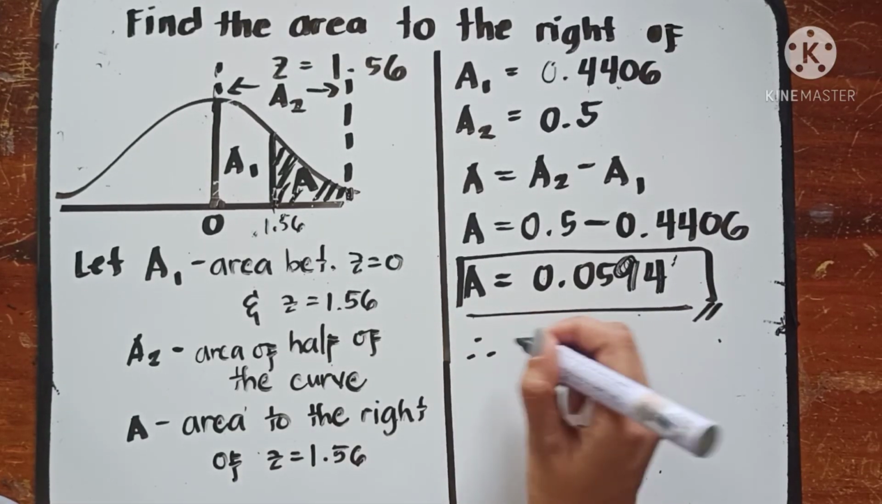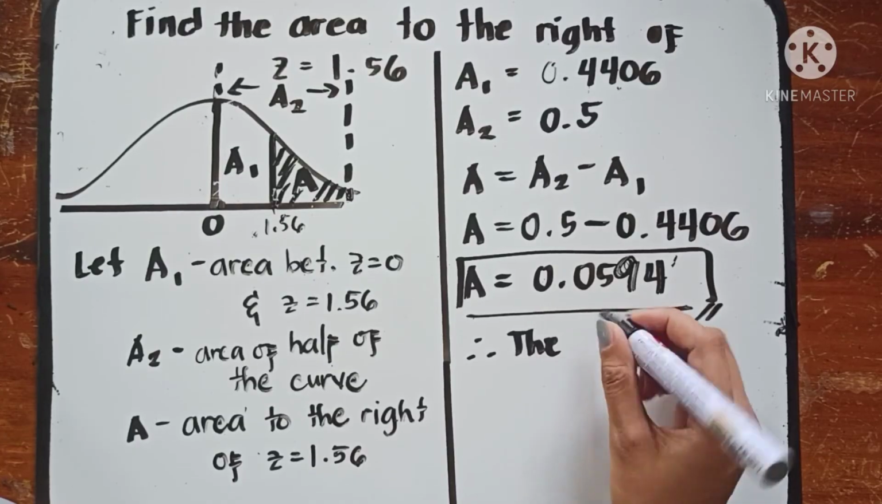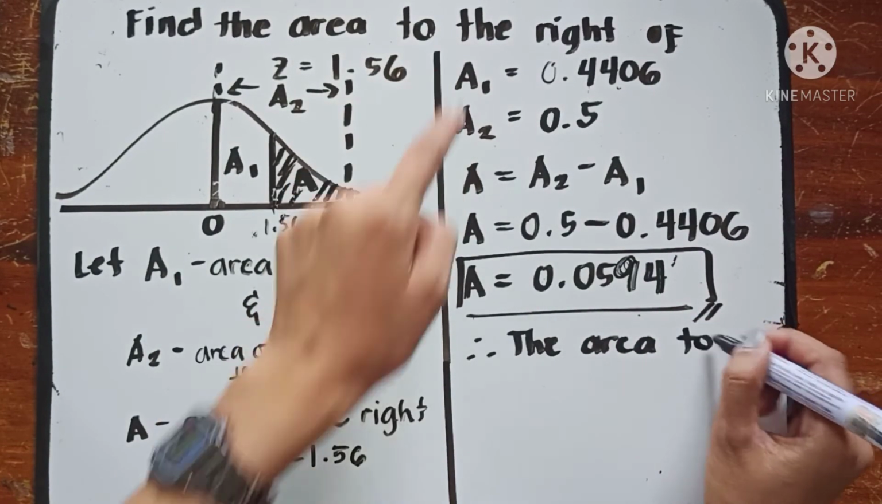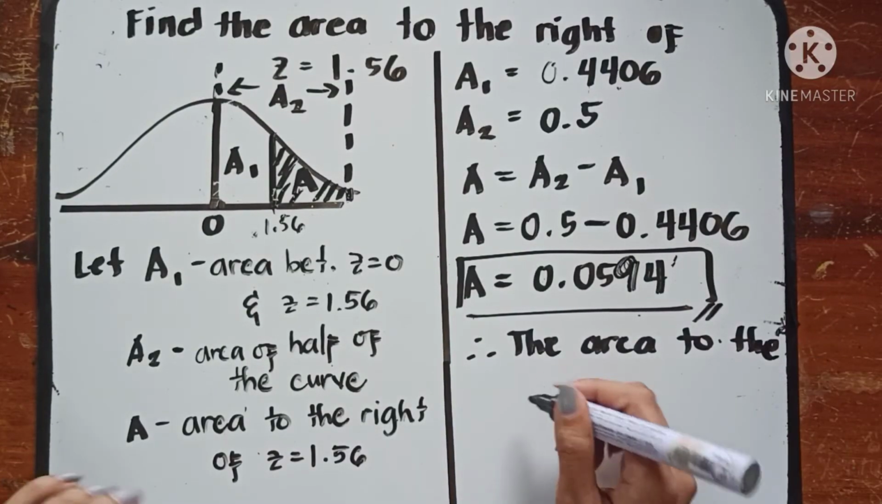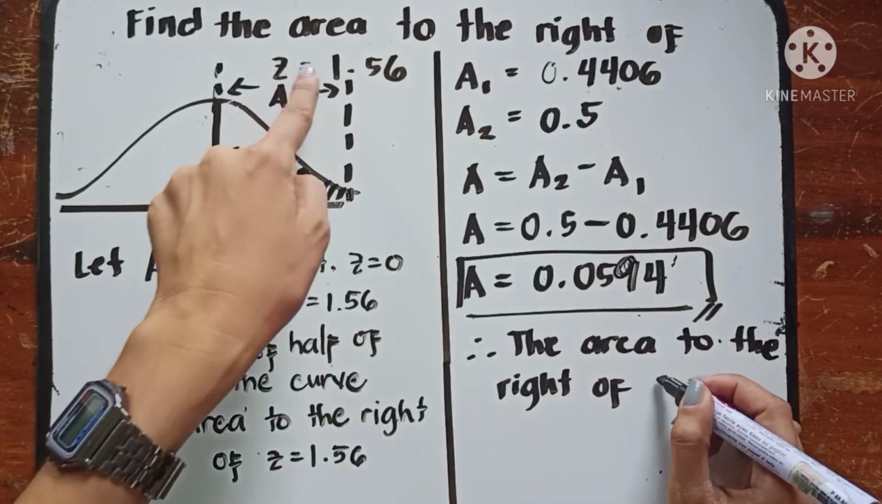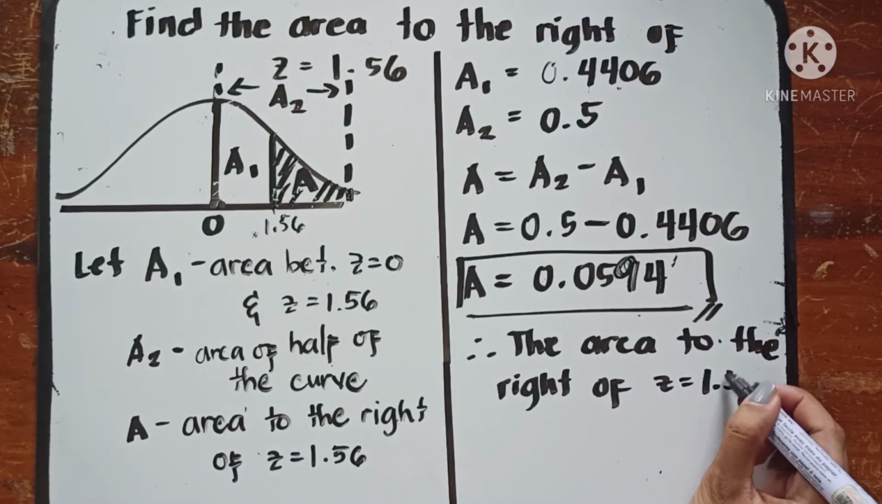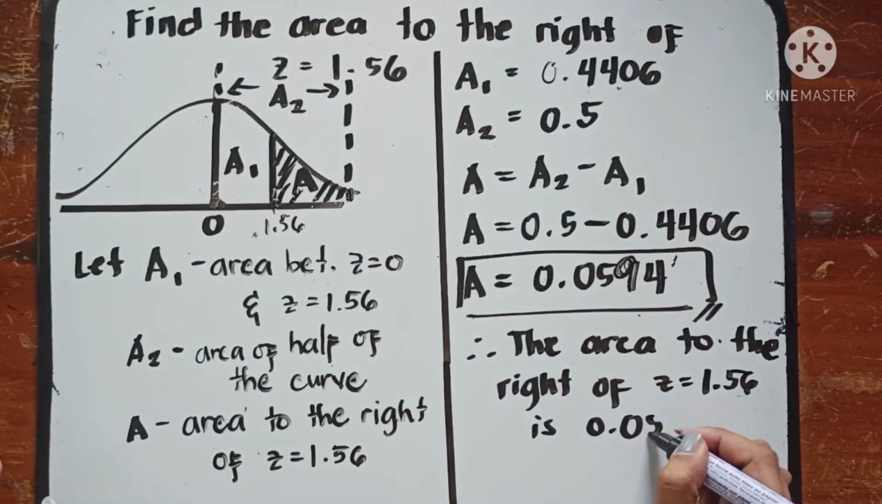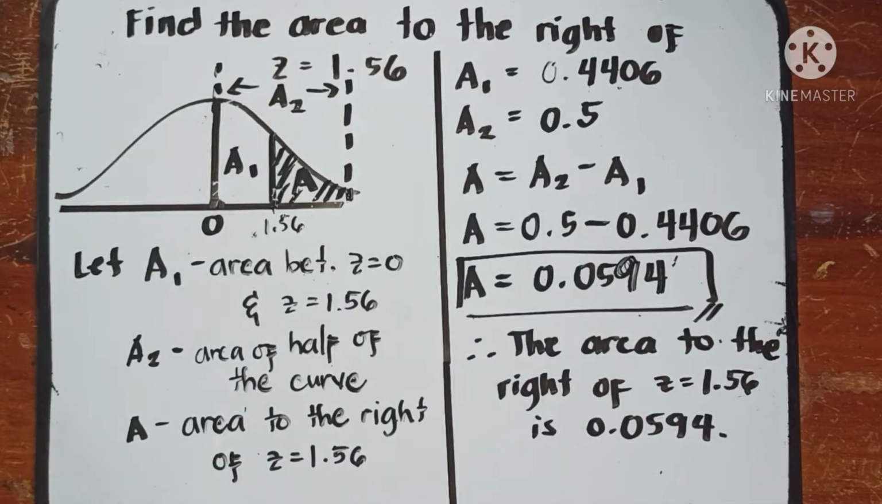So, therefore, conclusion lang tayo, the area to the right of z is equal to 1.56 is 0.0594. Okay? That's it.